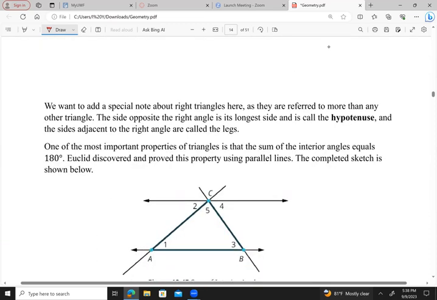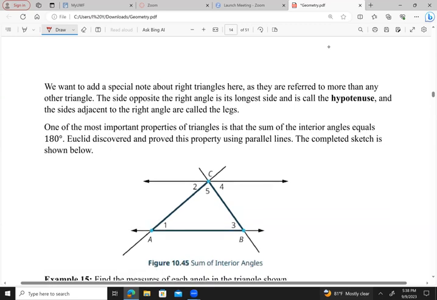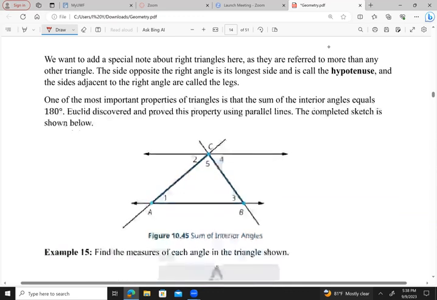So let's talk a little bit more. Special note about right triangles, the side opposite, I've already said that, is the longest side and is called the hypotenuse. One of the most important properties of triangles is that the sum of the interior angles equals 180 degrees. You could have discovered and proved this property using parallel lines. The completed sketch is shown below.